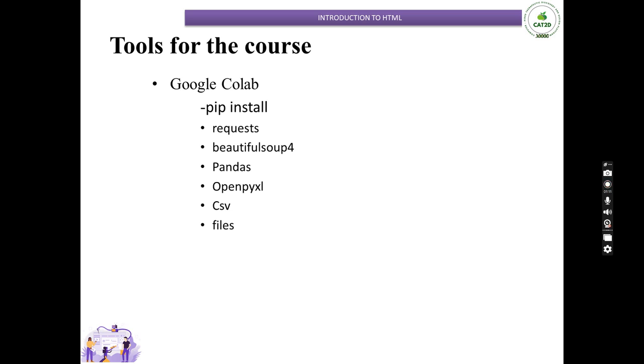We'll be looking at the requests library. We'll be looking at Beautifulsoup4. We'll be looking at Pandas. We'll be looking at Openpyxl. We'll be looking at the CSV library. Then we'll be looking at the files library from Google Colab itself.